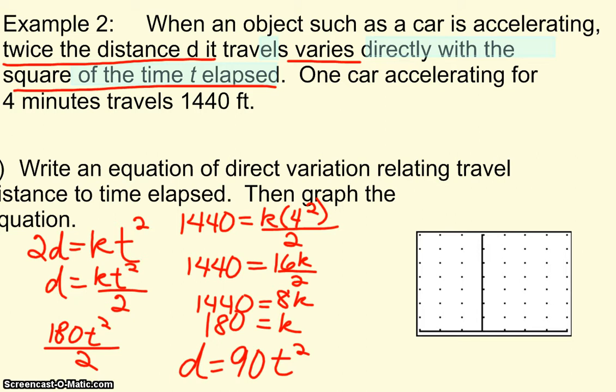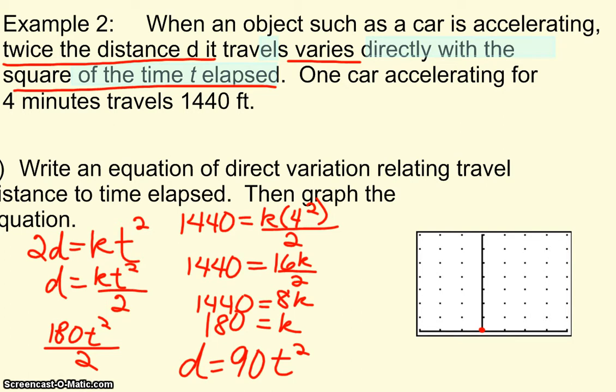And when I divided the 2 into the 180, I got 90. Now I need to graph that, but before I make my graph, I need to make some good decisions on how I'm going to count my increments on y. I know that when time is 0, my distance is going to be 0. When time is 1, 1 squared is 1, so it's going to be 90.